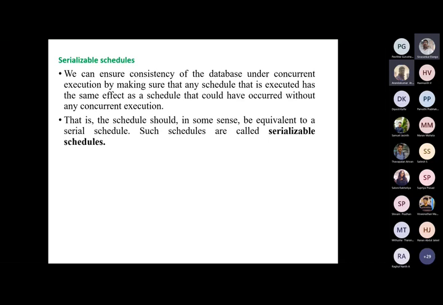We can ensure consistency of the database under concurrent execution by making sure that any schedule that is executed has the same effect as the schedule that would have occurred without any concurrent execution. That is, the schedule should in some sense be equivalent to a serial schedule. Such schedules are called serializable schedules. Whenever you want to avoid conflicts, you execute the schedules serially, one after another.